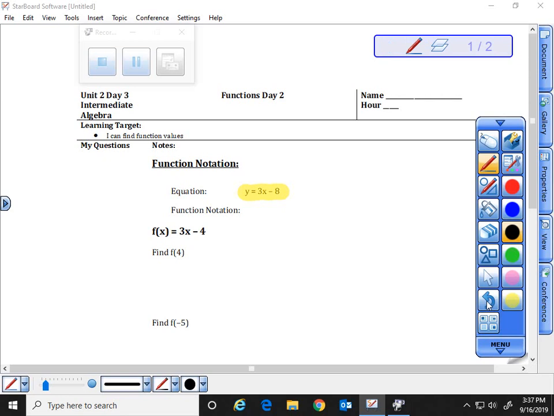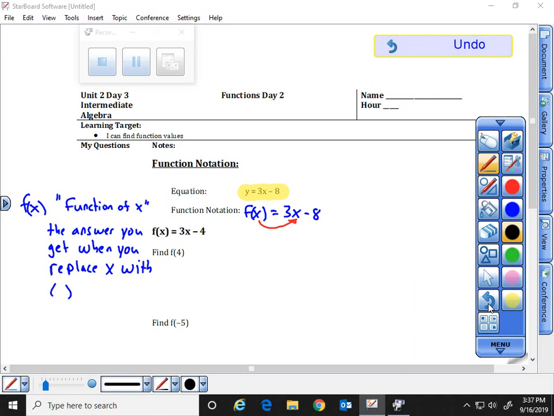Function notation is all saying that instead of just having y equals, I'm going to have f of x equals. What I'm trying to do is find an answer that happens when you replace the x value with a number or symbol. So by definition, we're going to look at f of x as function of x, where the answer you get is when you replace the x with the parentheses.